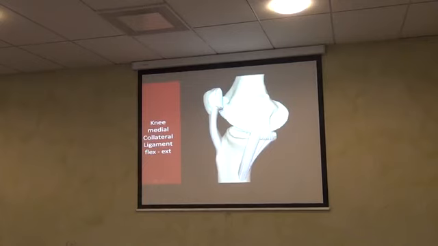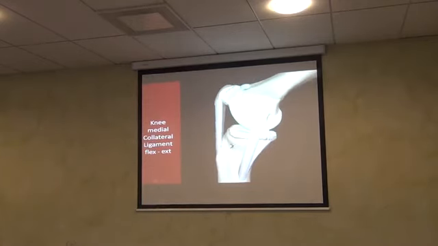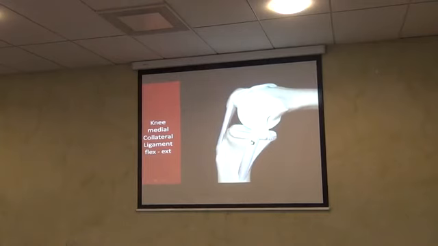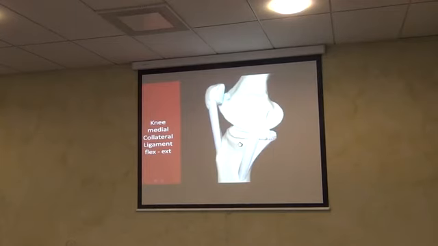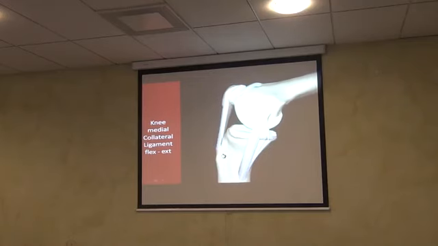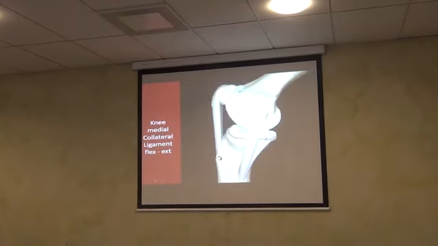Now, the medial collateral ligament. In extension, these fibers are taut. But after 25 degrees of flexion, these fibers become taut and these fibers become relaxed. In more flexion, the ligament becomes relaxed.